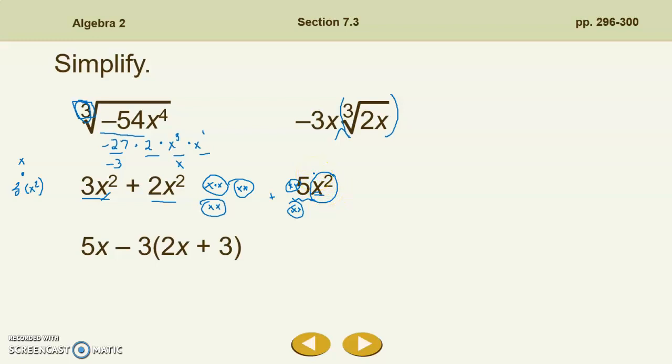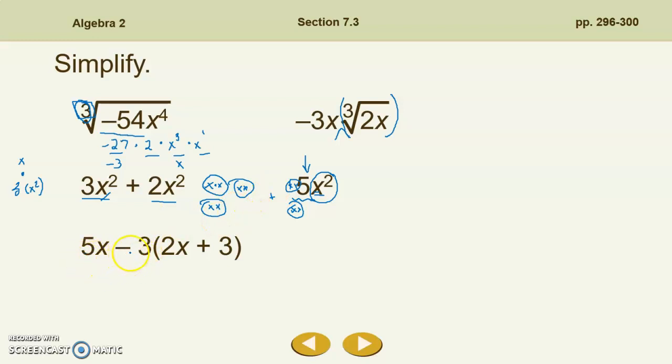So hopefully a picture like that will help some of you see that here, we're not changing what's being multiplied. We're just changing how many groups of that we have. So 3 groups of x squared plus 2 groups of x squared equals 5 groups of x squared. All right, how would we simplify this?